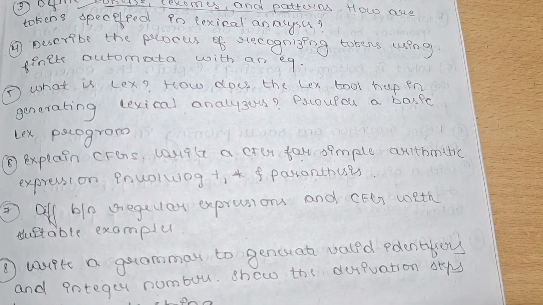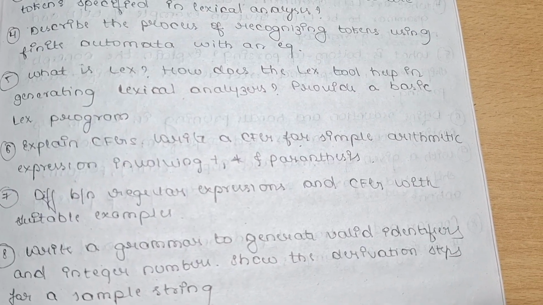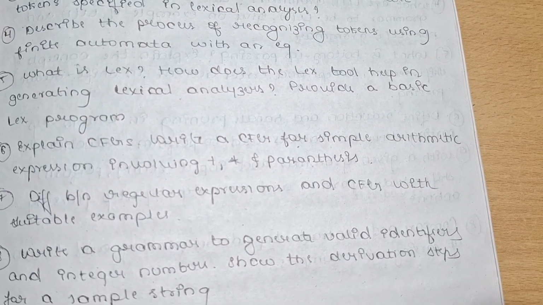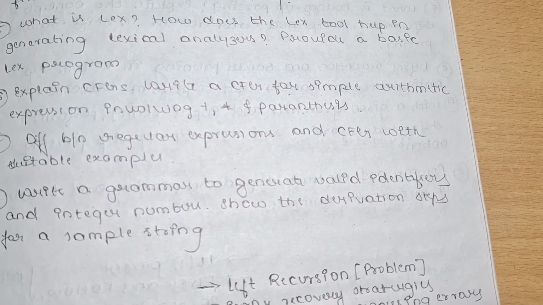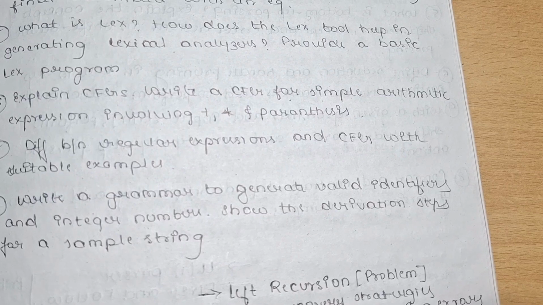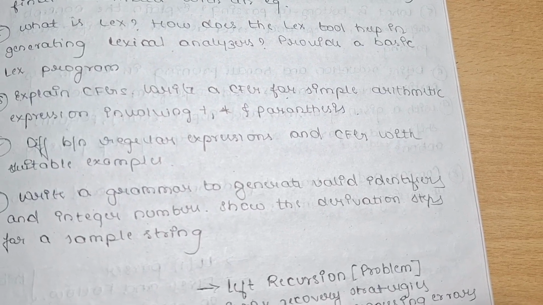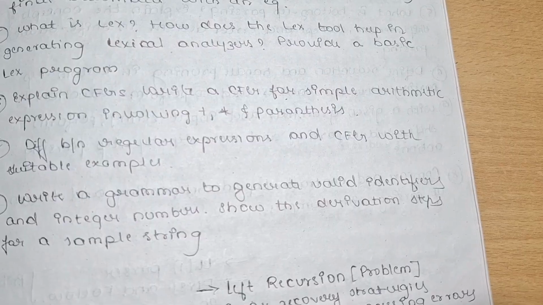Define context free grammars. Write a CFG for simple arithmetic expression involving plus, asterisk, and parenthesis. Differentiate between regular expression and CFG with suitable example. Write a program to generate valid identifiers and integer numbers. Show the derivation steps for a sample string.